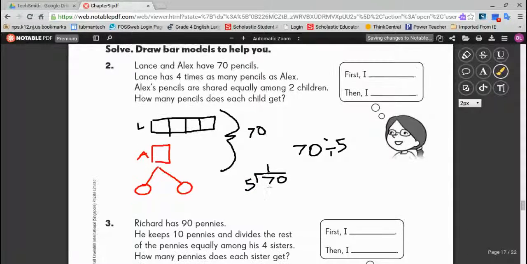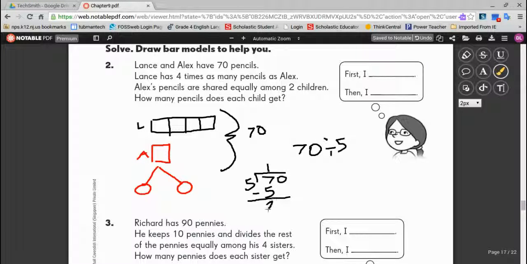So that's 1. 1 times 5 is 5. Take that away. 7 minus 5 is 2. Bring down the 0. And 20 divided by 5, well, that's 4. 4 times 5 is 20. And if I take that away, I get nothing. So that means each one of these boxes is 14, which means Alex first has 14 pencils. So first you need to get the 14 pencils for Alex. Then we're going to split up and share Alex's pencils equally among 2 children.